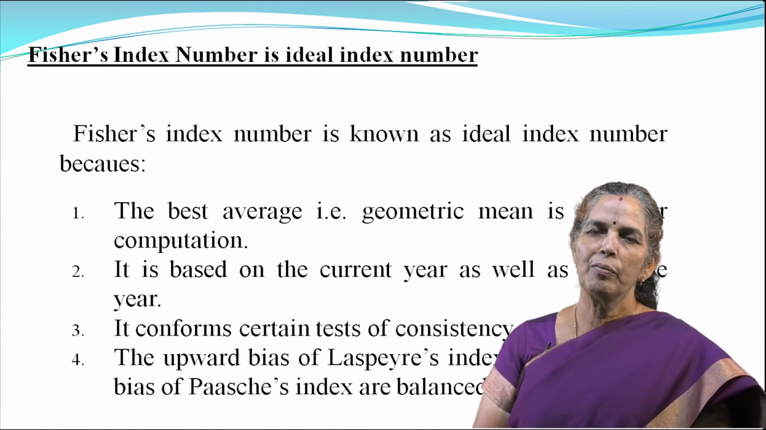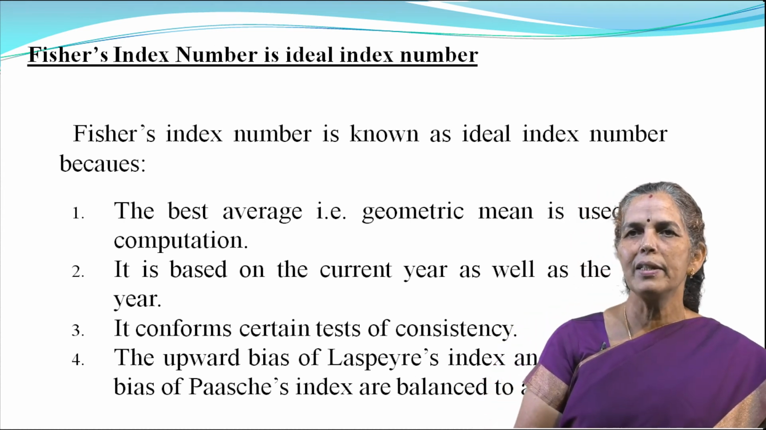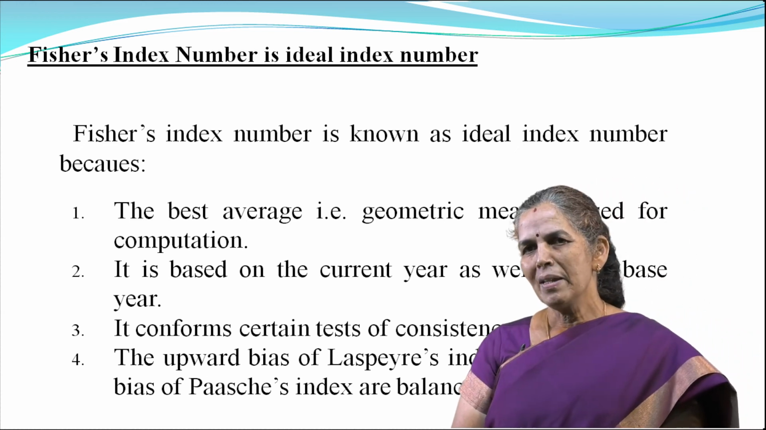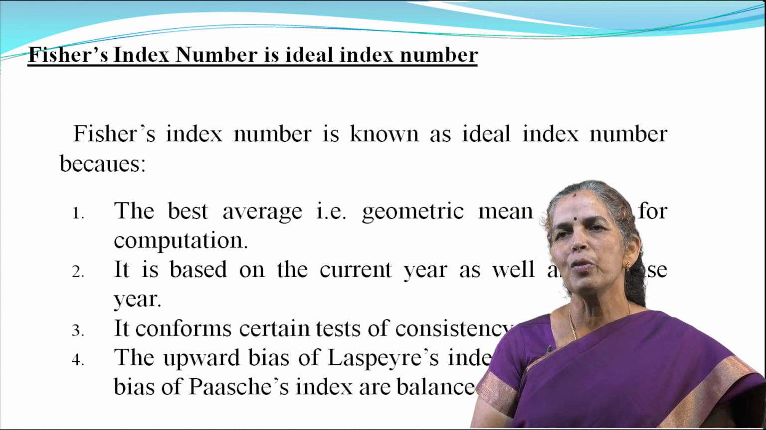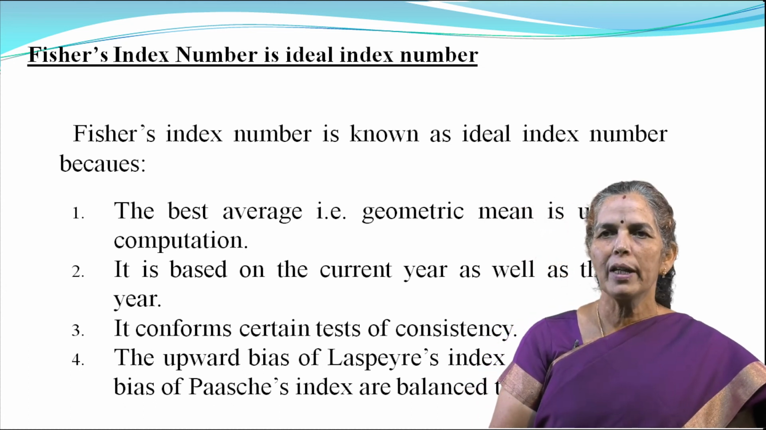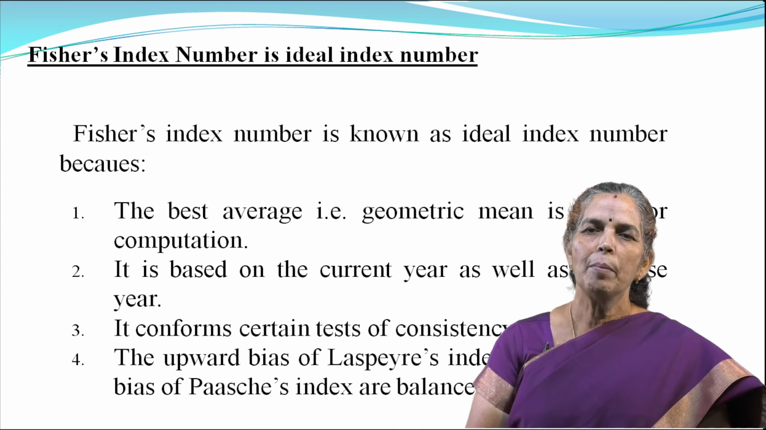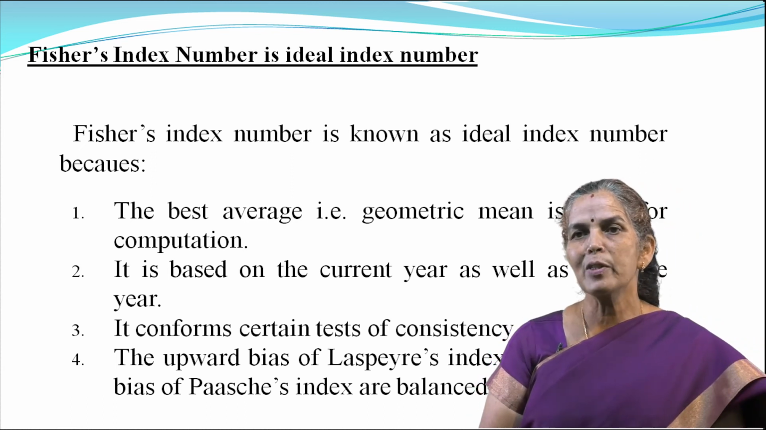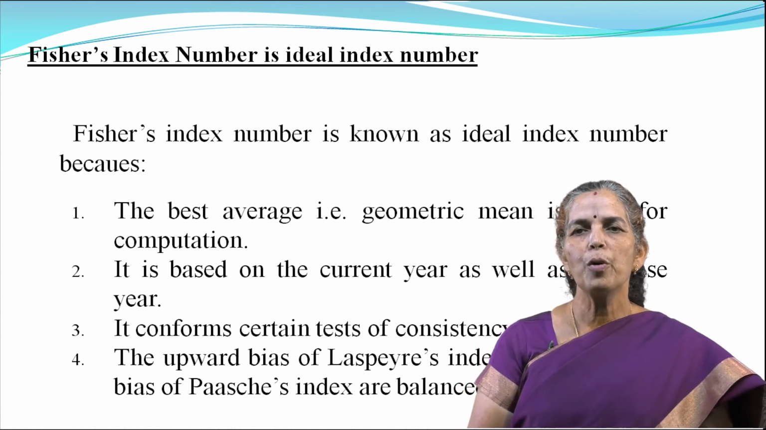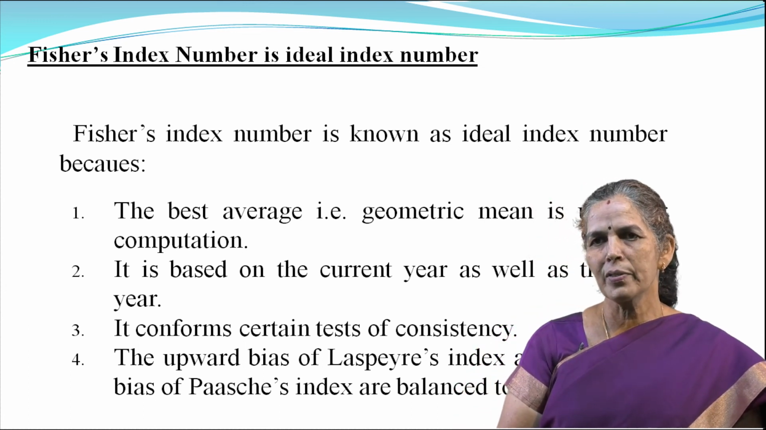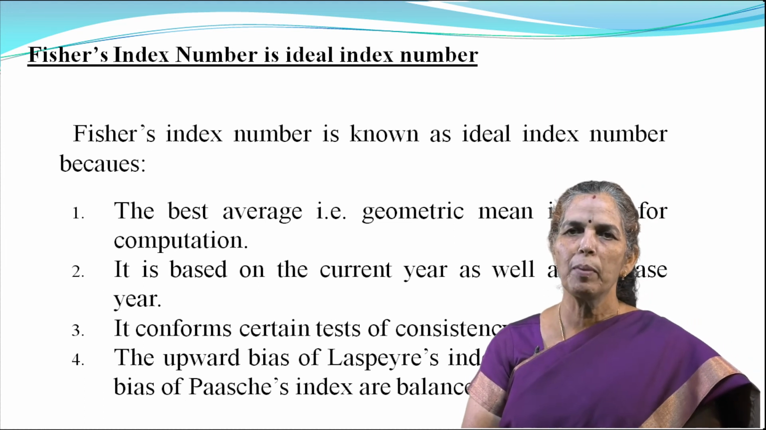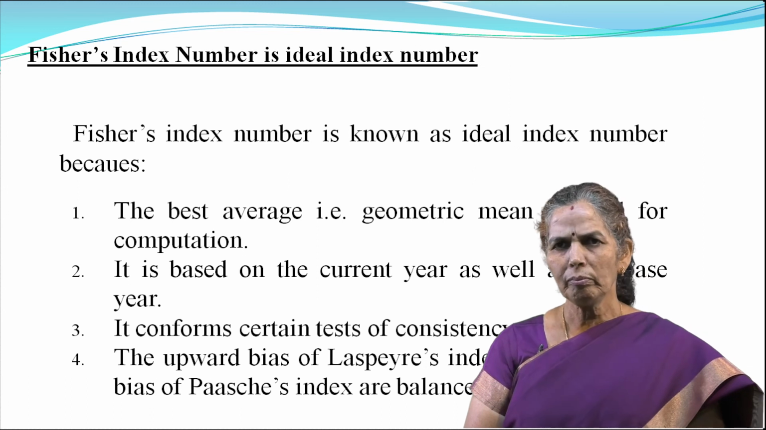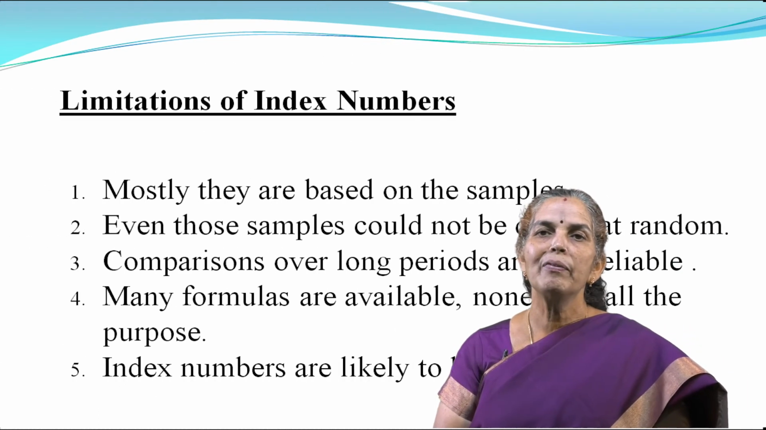Some other reasons for Fisher's being the ideal index number. The reasons are, number 1, the best average, geometric mean, is used for computation. Number 2, it is based on the current year as well as the base year. Number 3, it conforms to certain tests of consistency. Number 4, the upward bias of Laspeyres' index and downward bias of Paasche's index number are balanced to a great extent.